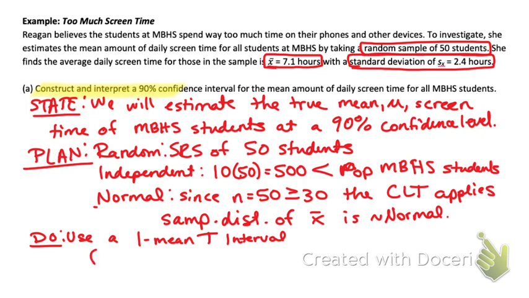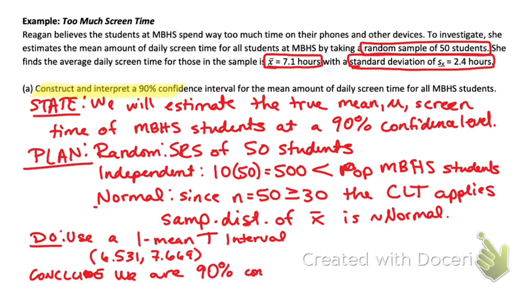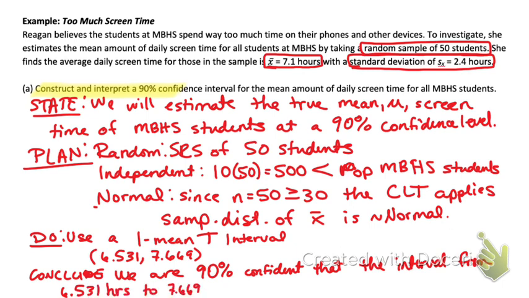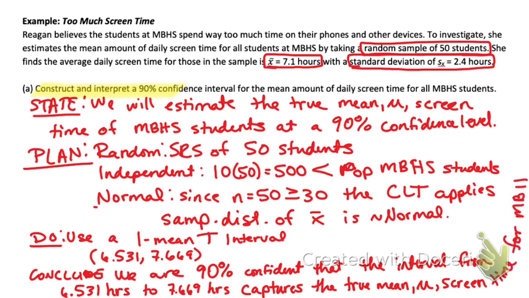So, what is the interval? What'd you get? 6.531 to 7.669. All right, let's conclude. We are 90% confident that the interval from 6.531 hours to 7.669 hours captures the true mean mu screen time for McKinney Boyd High School students.